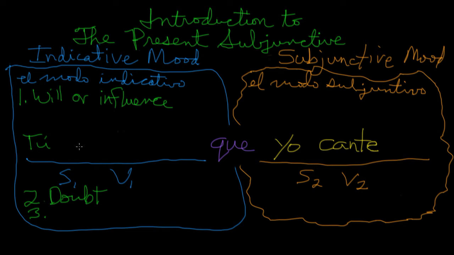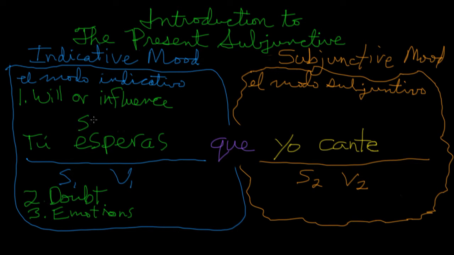The last category, as you may remember, is emotions or feelings. If this verb here reflects any kind of emotion, the person using the verb reflects emotion, then it goes into the subjunctive. We can use, for example, you hope. Not sure why you're hoping that I sing. Tú esperas que yo cante. This hoping is an emotion, automatically activates the subjunctive.